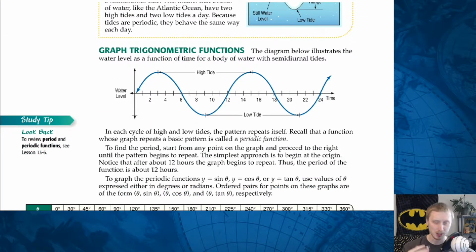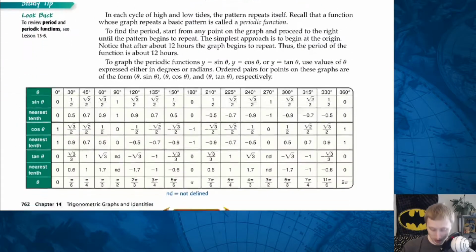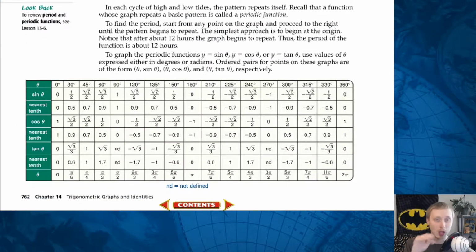Things repeating, periodic functions, sine, cosine, tangent, they go over and over and over again because they come from that unit circle where you can go around and around. Onward and onward. Here's a massive table of values. It is crazily overly detailed here, but you can kind of see this is the unit circle, right?